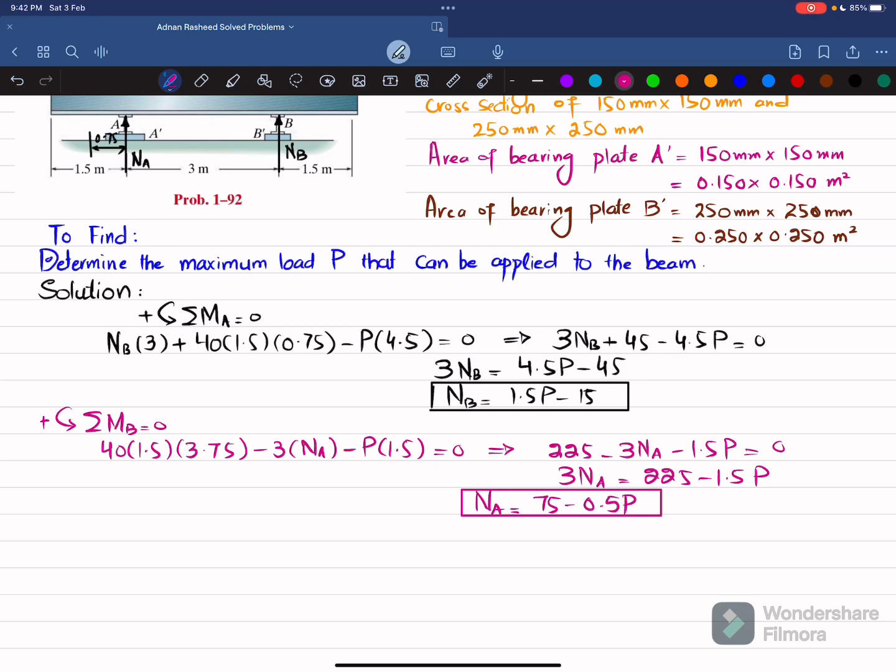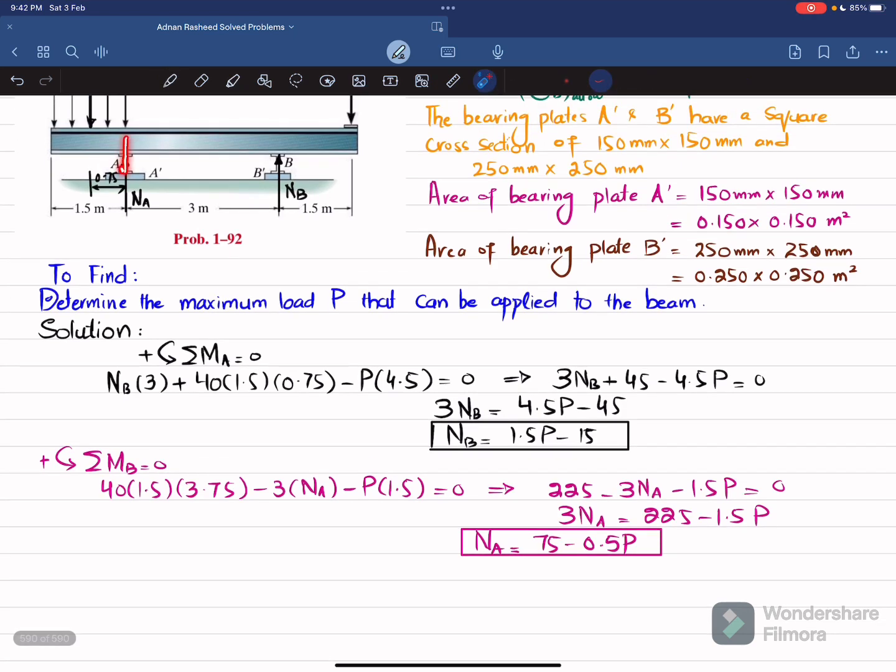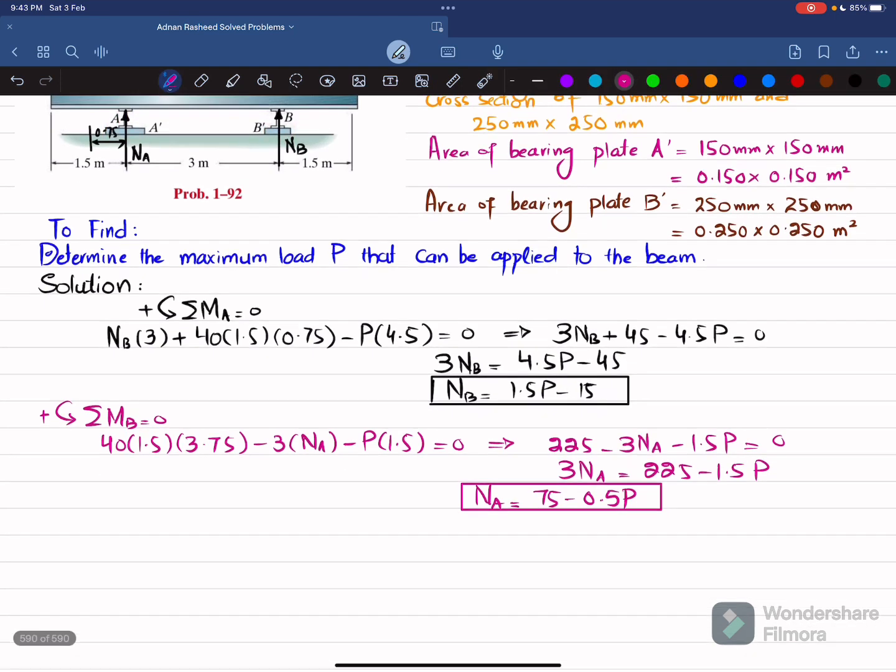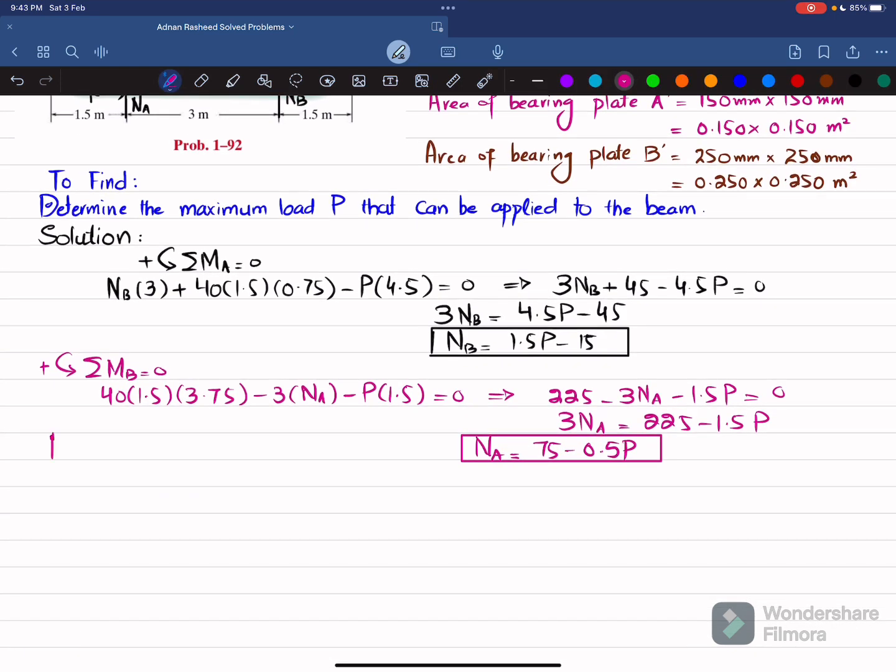Now we have these two beams, so according to Newton's law, the same load will be transferred to this bearing plate here at point A and at point B. So we will calculate the P load for the plate at A dash. We know that the allowable bearing stress at plate A, let me correct it, will be equal to the normal load at A divided by the bearing area of A dash. Clear? So we have the normal load as 75 minus 0.5 times P.